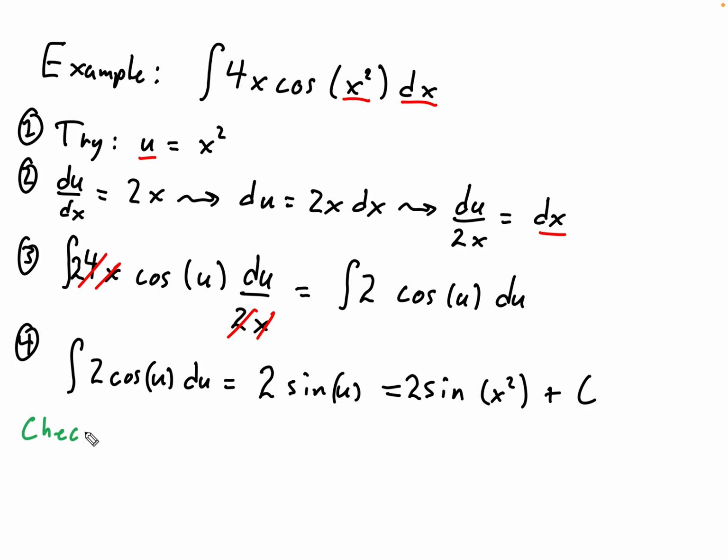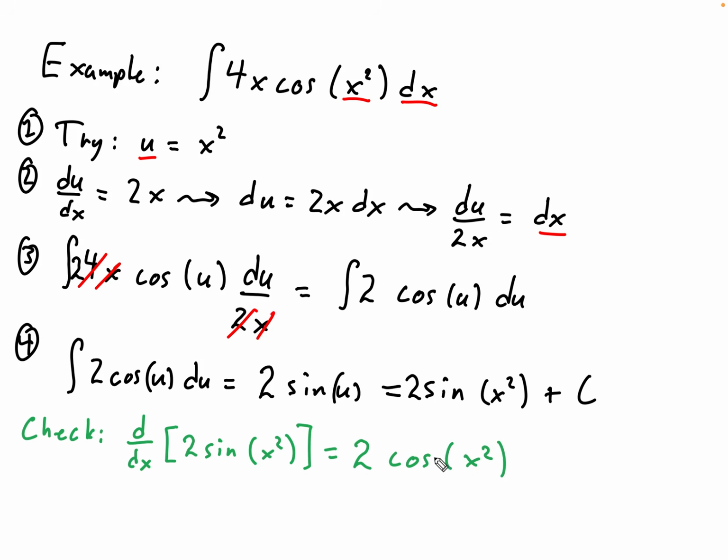Really quick, let's check to make sure that our answer is correct. In order to check an antiderivative, we simply need to take the derivative of our answer, and it should be exactly what we started with. So we'll take the derivative of 2 times the sine of x squared. We don't need the plus c. This is 2 times the derivative of sine. The derivative of sine is cosine of x squared.